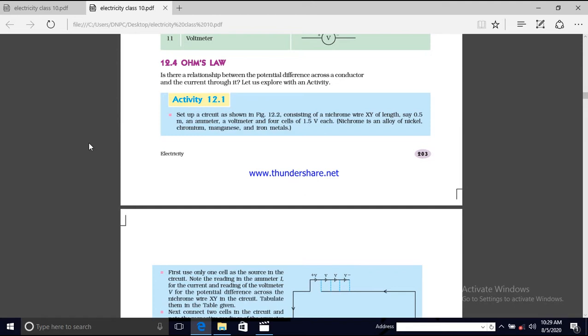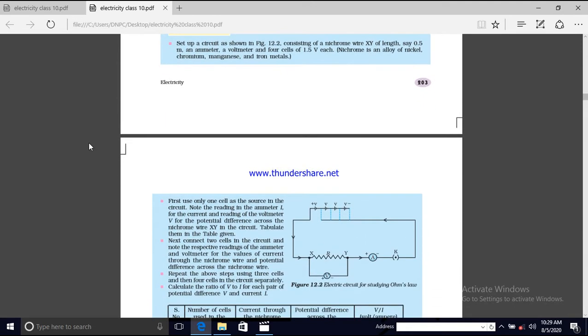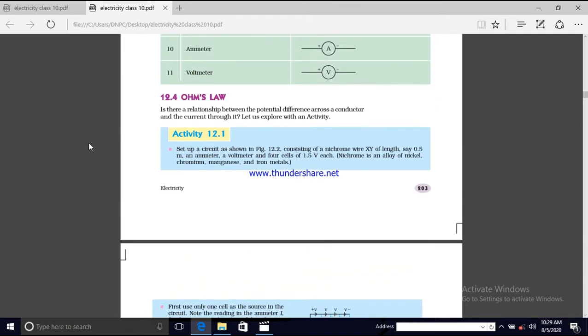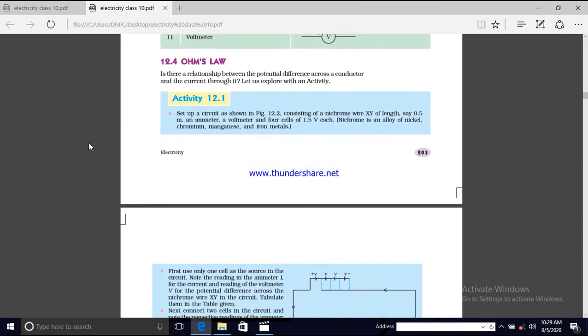And second we discussed potential difference. Potential difference is the work done to move a unit charge from one point to another. So what is the relationship? Is there any relationship between potential difference and current flowing in a circuit? That relationship is known as Ohm's law.